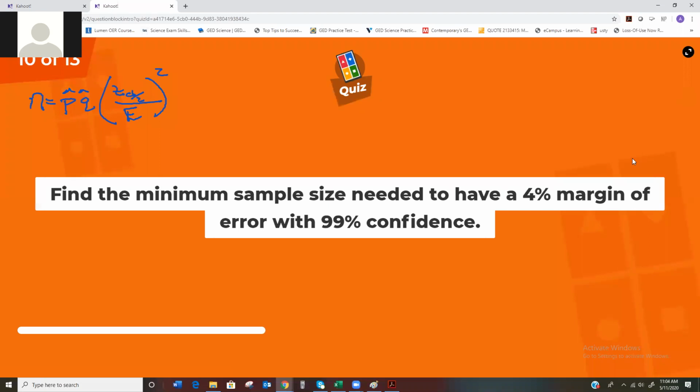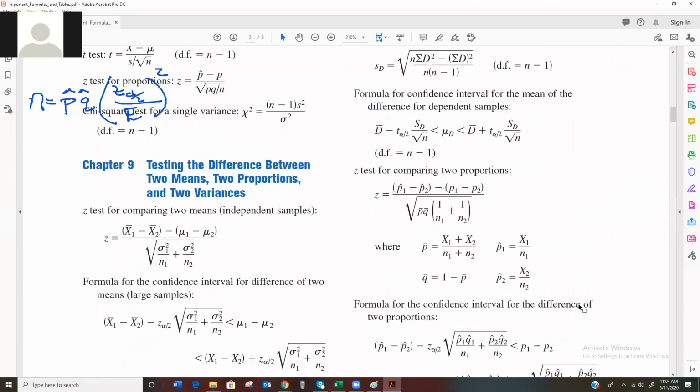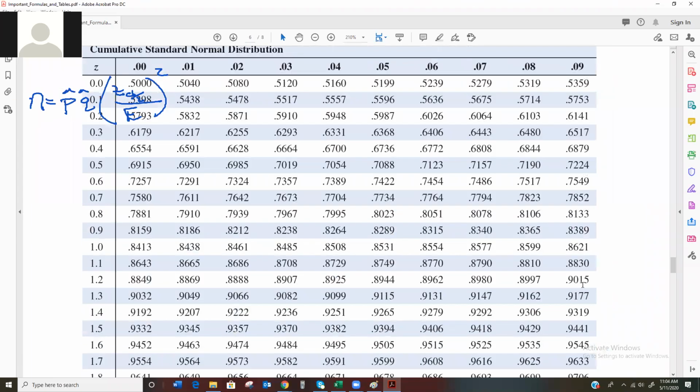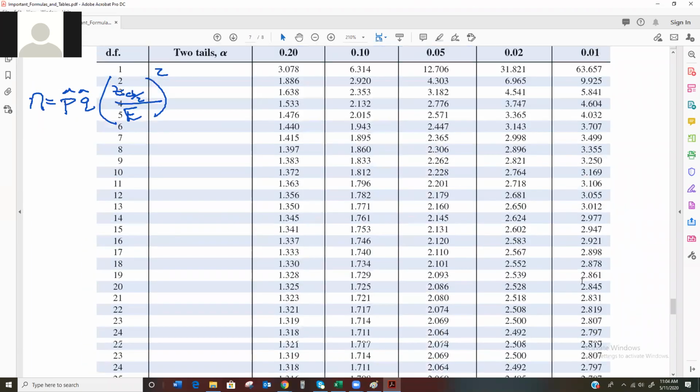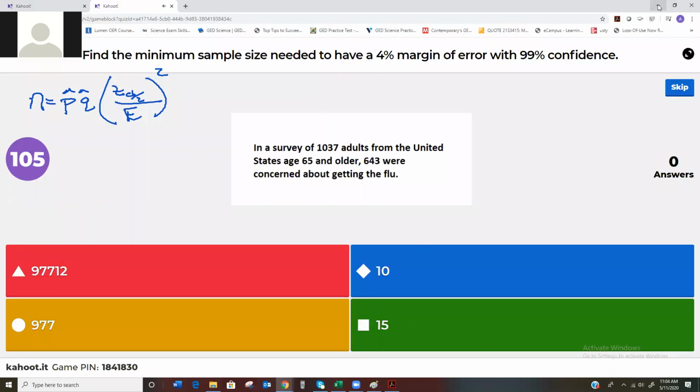All right, so find the minimum sample size needed to have a 4% margin of error with 99% confidence. 99% confidence is the same. It's 2.576. Yeah, same number, 2.576.